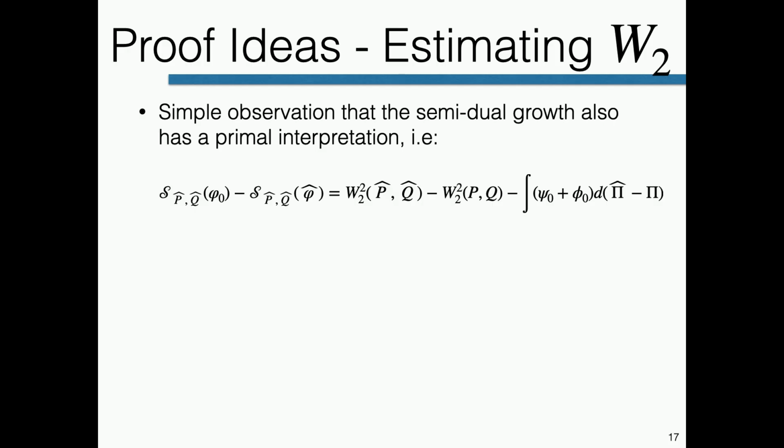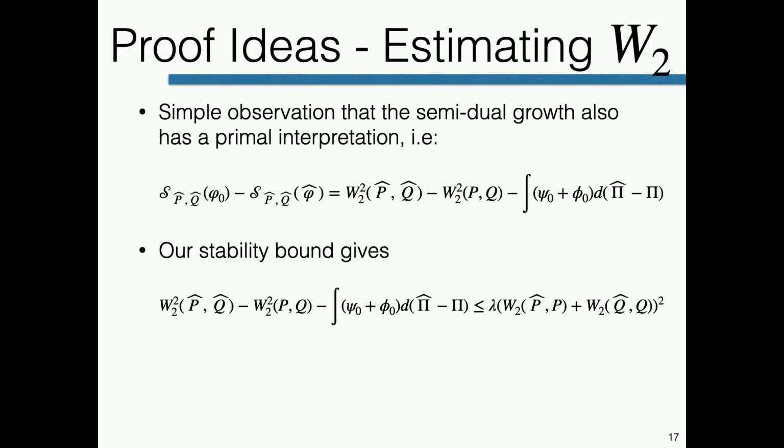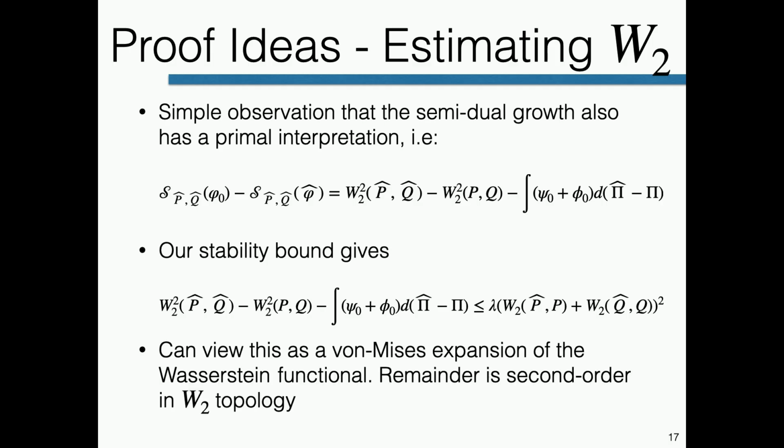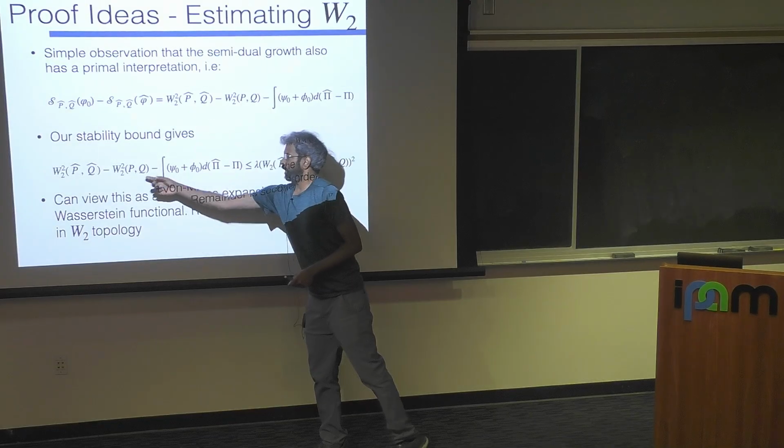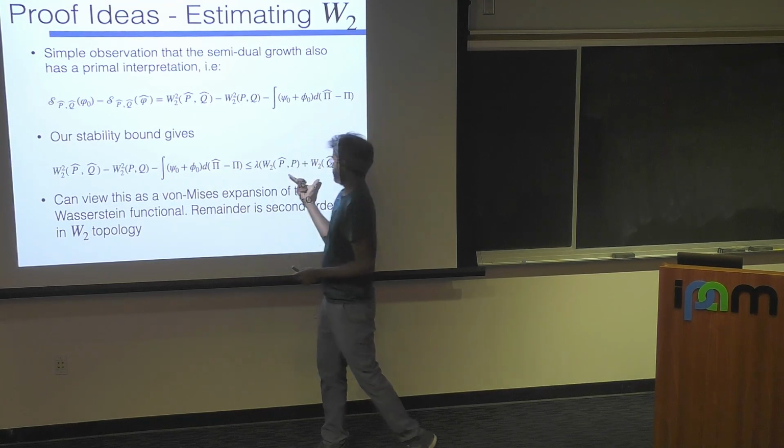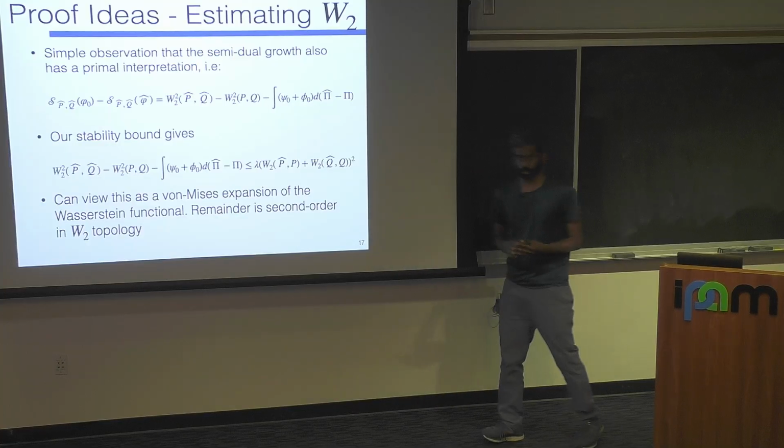So once you know this, your stability bound from before will tell you that whatever this difference is, so the plug-in estimate minus the truth minus some linear correction, is upper bounded by the squared Wasserstein distance. So this is just saying, you can say this is a Taylor expansion, or in this case it's called a von Mises expansion of the Wasserstein functional, and we're saying that the remainder, when I subtract off whatever this first order term is, is second order in this W2 topology.